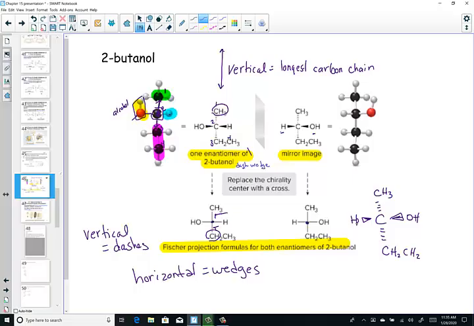So the perspective of a Fischer projection, if it's on the horizontal axes, those are wedges. If it's on the vertical axes, those are dashes. And we simply represent the chiral carbon as the center of a cross. And we'll say, in our mind, we know if it's up and down, that they're going behind the page. And if it's left and right, they're coming out of the page. A chiral center represented with a Fischer projection.